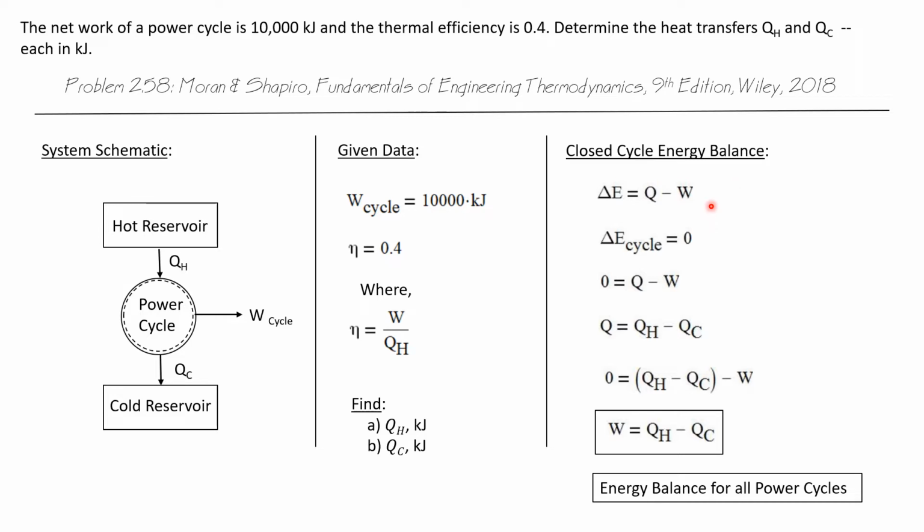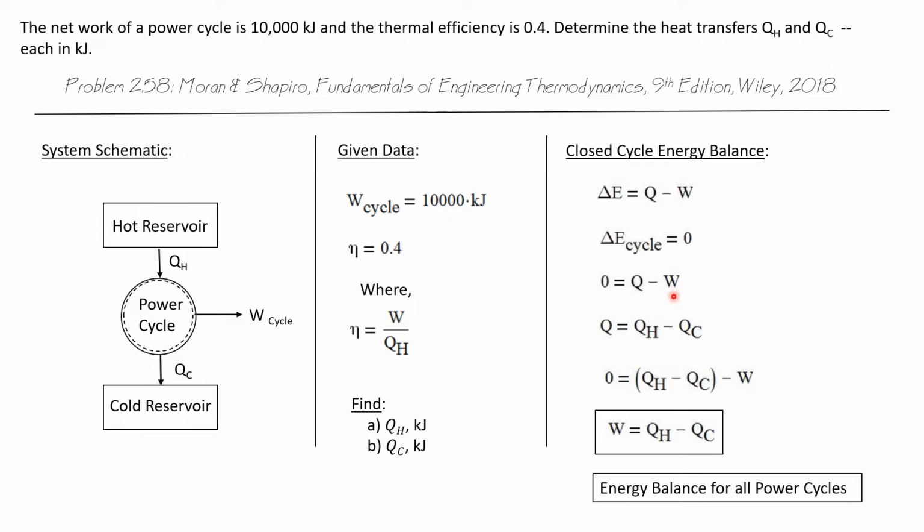So let's develop an energy balance for this closed system. And we can see that we've drawn our system boundary around the power cycle itself. And the only thing that crosses this boundary is energy. And so we can write our closed system energy balance as delta E is Q minus W. But remember, this is a cycle. And for any cycle, delta E is 0, because in a cycle, you end where you begin, and you cannot accumulate or dissipate energy. So now we have an energy balance of 0 is Q minus W.